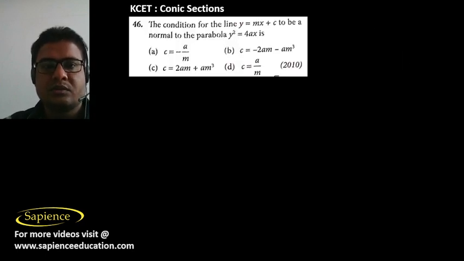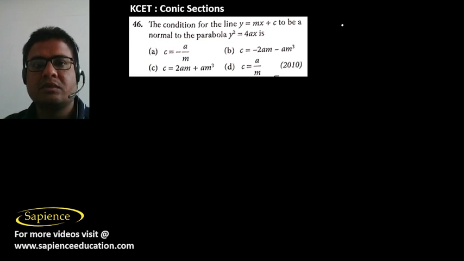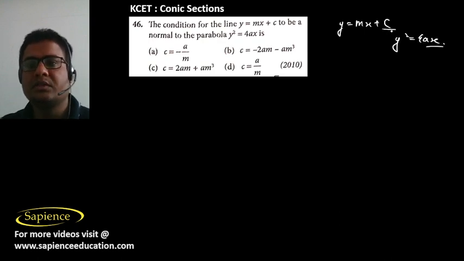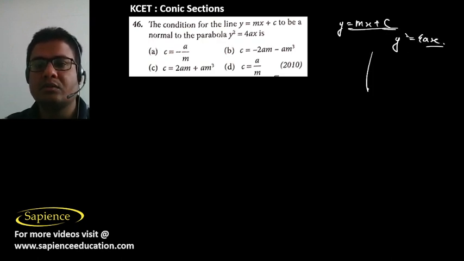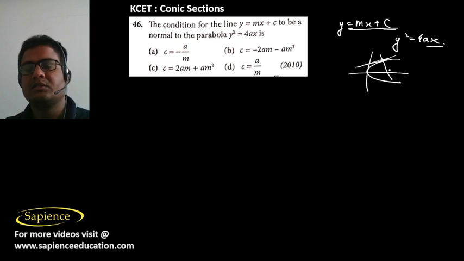Then in question number 46 it is told the condition for the line y equal to mx plus c to be a normal to the parabola y square equal to 4ax. So this line is a normal to this parabola. Normal means that it is perpendicular to the tangent.